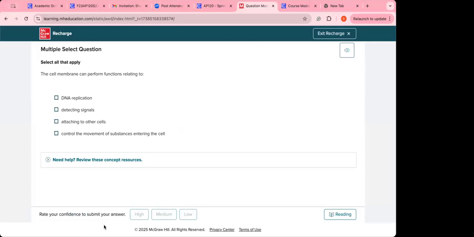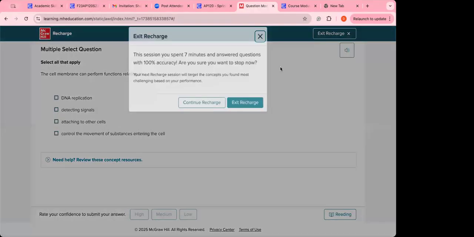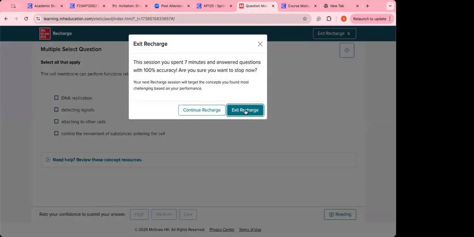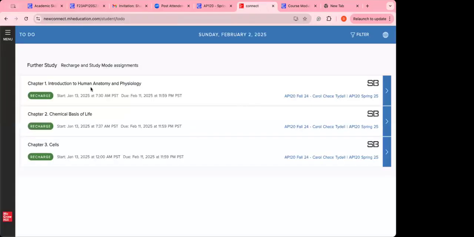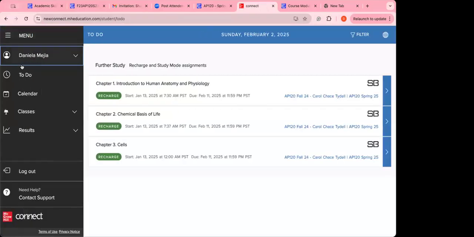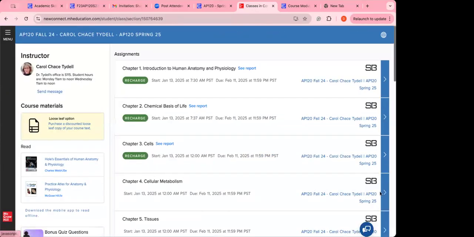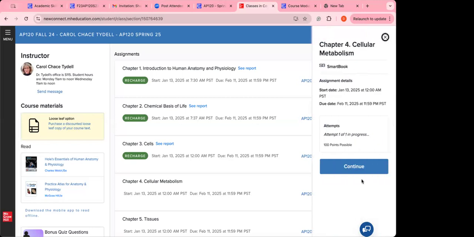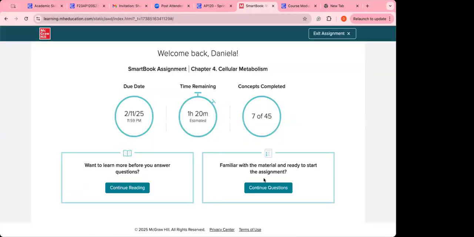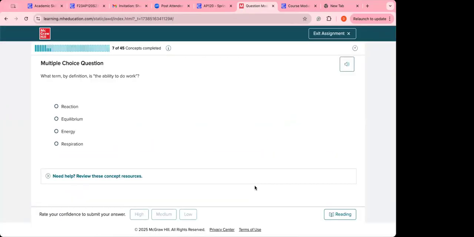You're in recharge right now. Did you mean to be there? You're not doing the exit recharge. You're doing the questions over again. Oh, I thought it was the assignment from yesterday. It was, but you had it in recharge, not the actual one, you know what I mean? You were doing recharge for chapter 3, I think. Okay. That's okay. It's good for us to practice.